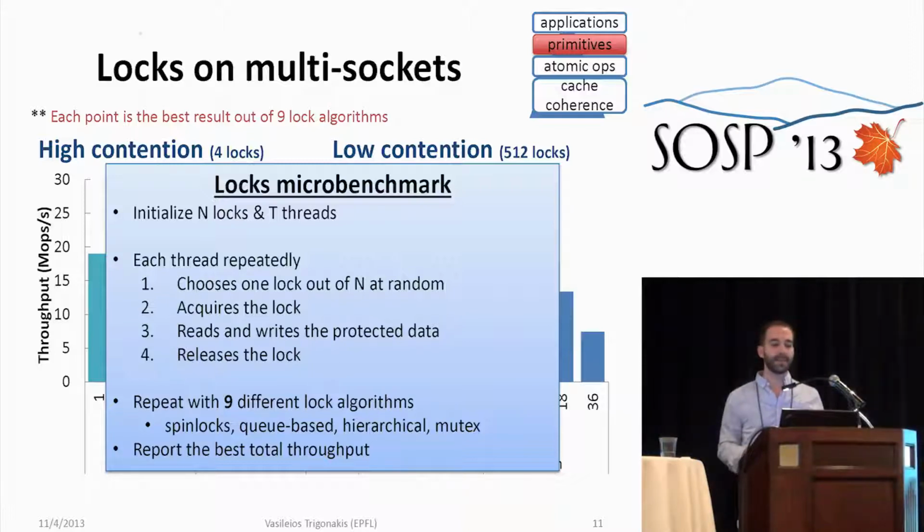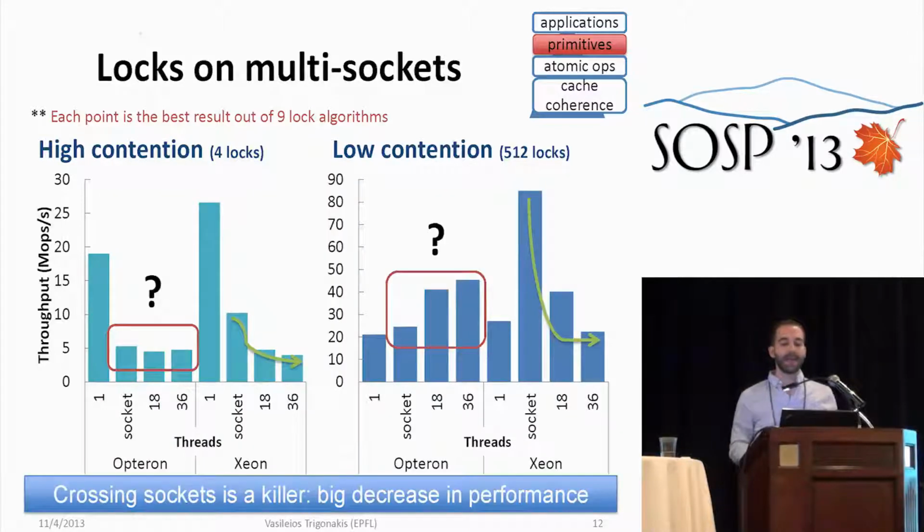So let's see the results, and first focus on the results of the Xeon. We can observe that when we cross the borders of a socket in this experiment, we see a very steep decrease in the performance, which means that we not only do not get scalability, but we actually get pretty big negative scalability, so a decrease in performance.